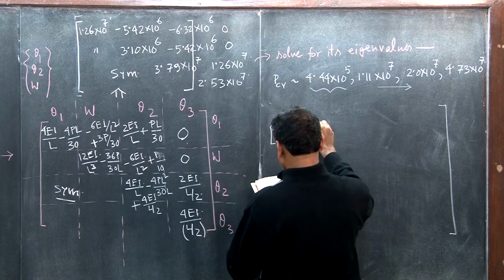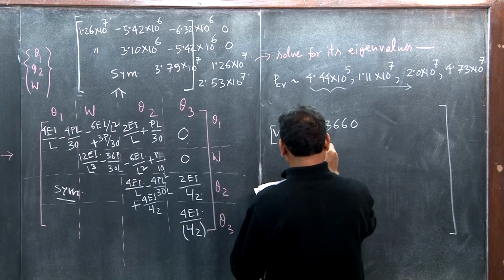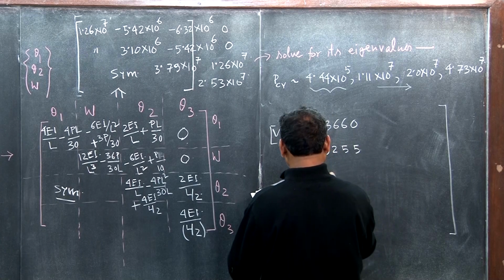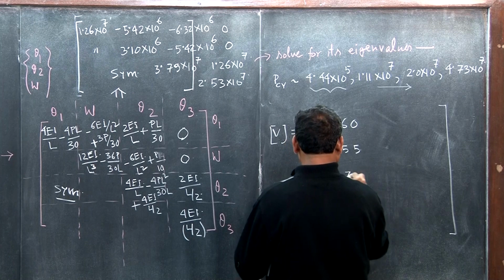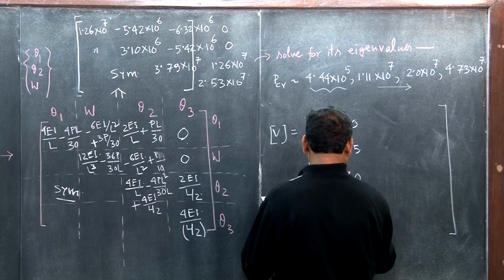And then the vector, if you write: 0.3660, 0.9255, 0.0870, 0.0443.